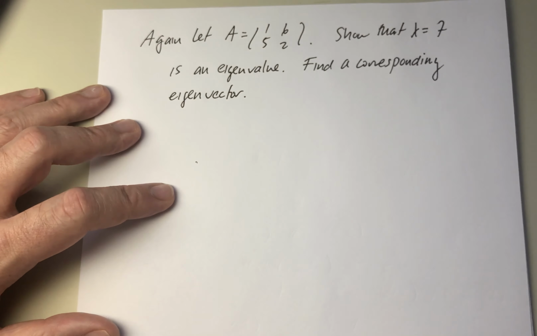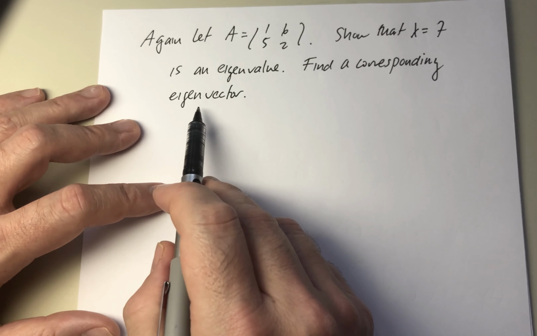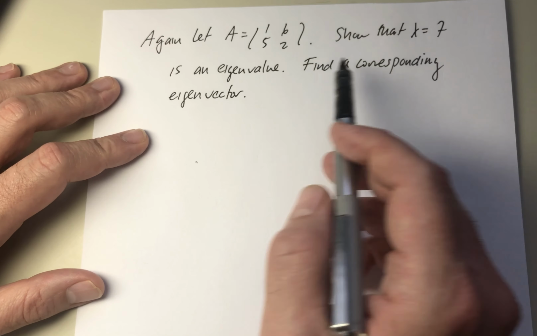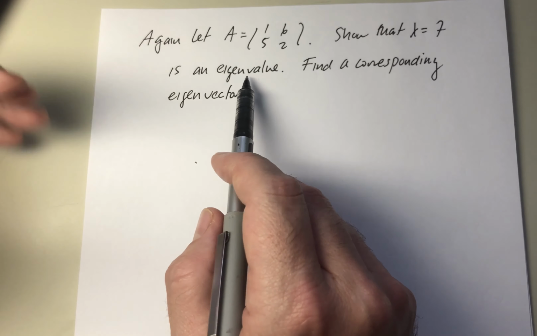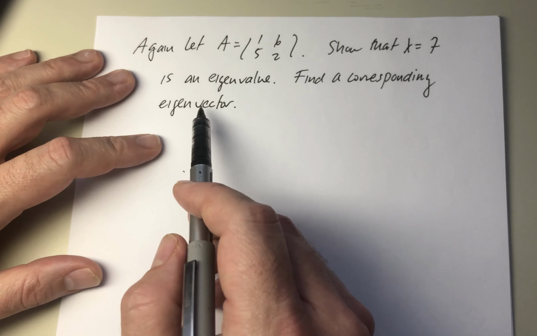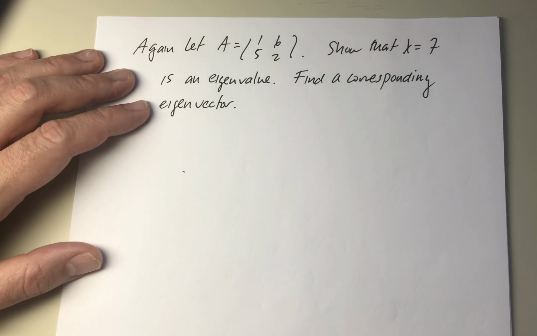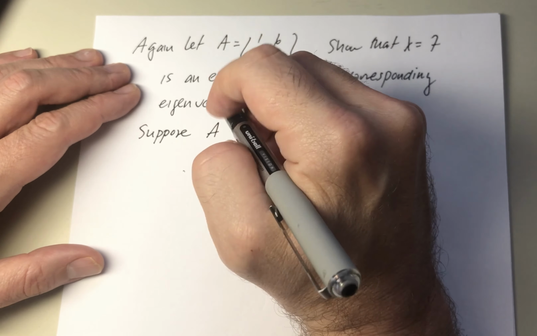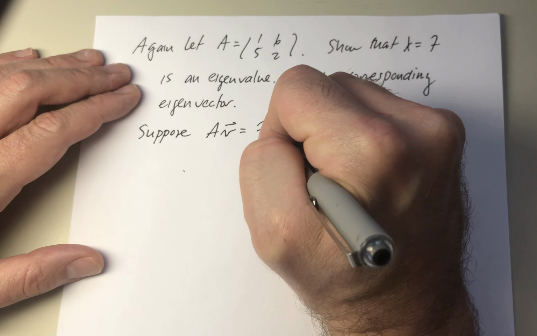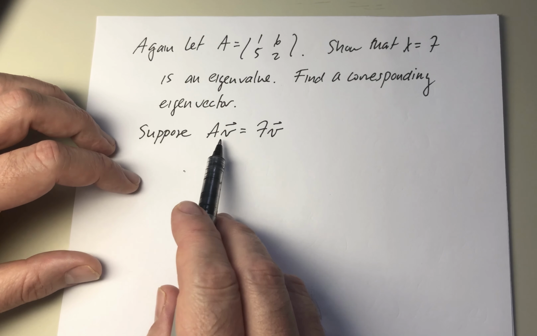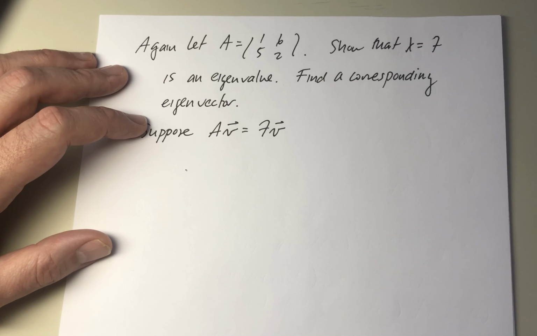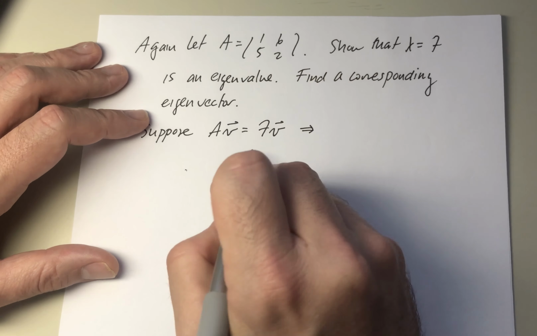This example is nice because it's going to give us a recipe for finding things. In the previous examples, I always gave you a vector and said, check if this is an eigenvector, which was just a computation. But here I'm giving you an eigenvalue, the number that's supposed to do the scaling, and asking you to cook up the eigenvector. So suppose we have an eigenvector v with eigenvalue 7. That says A times v equals 7 times v. Let's subtract 7v from both sides.